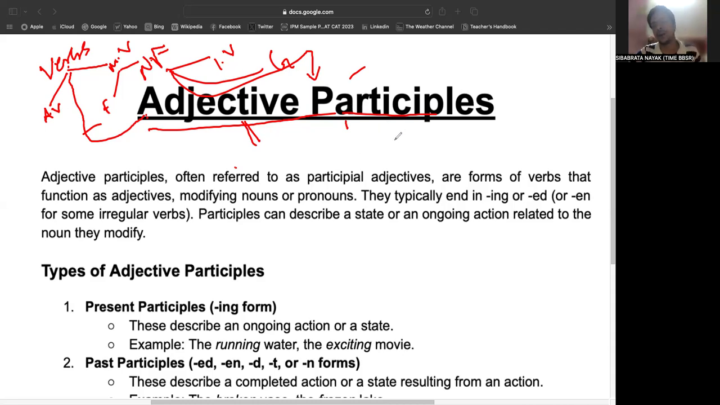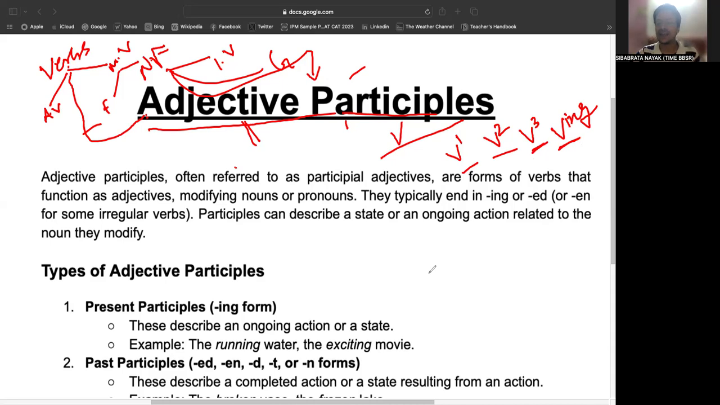When we talk about participles, we can find three forms of the verb. One is called verb one, which is the simple present. Verb two is the simple past. We also find verb three, which is the past participle, and we also find the verb with ing form, which is the present participle.